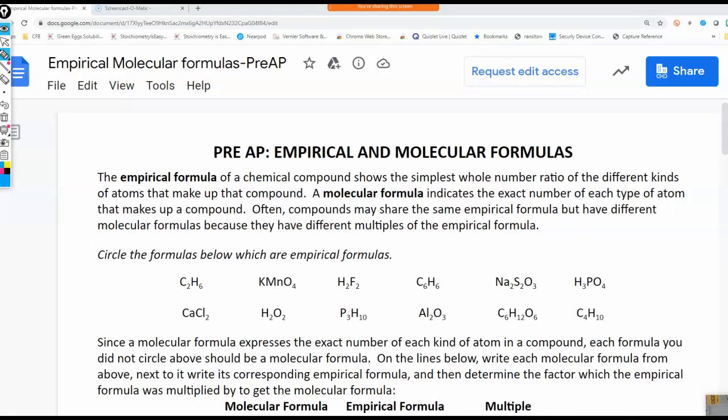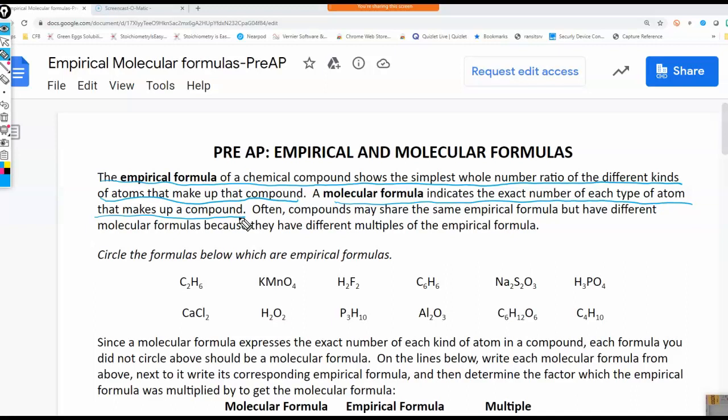So we're going to begin with our two definitions of what is an empirical formula and what is a molecular formula. The empirical formula is the chemical compound that has the smallest whole number ratio of the atoms in that compound. In other words, it is the one that has already been reduced. A molecular formula indicates the exact number of each type of atom that makes up that compound. Sometimes they share the same empirical and molecular formula, but sometimes they do not. And so we're going to take a look at some of these examples.